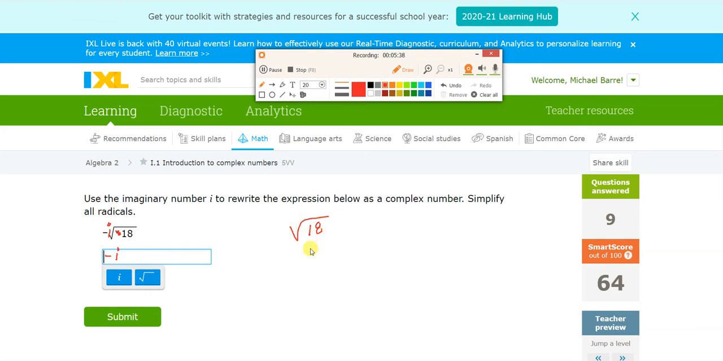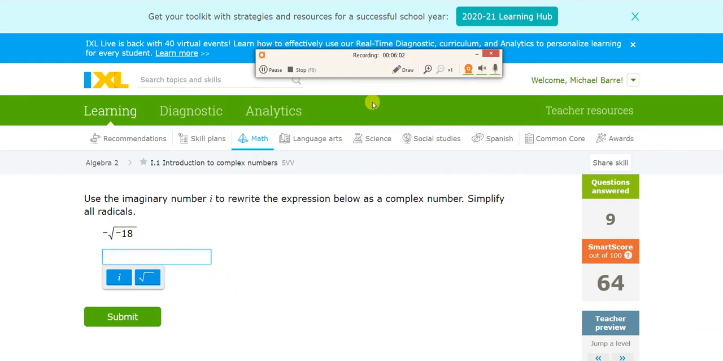The thing is, 18 can simplify down. What is 18? 18 is 2 times 9. So this could be square root of 2 times square root of 9. Well, what's the square root of 9? 3. So this is 3 square root of 2. So i, 3 square root of 2. It'd probably be a little bit happier if I went negative 3i square root of 2.